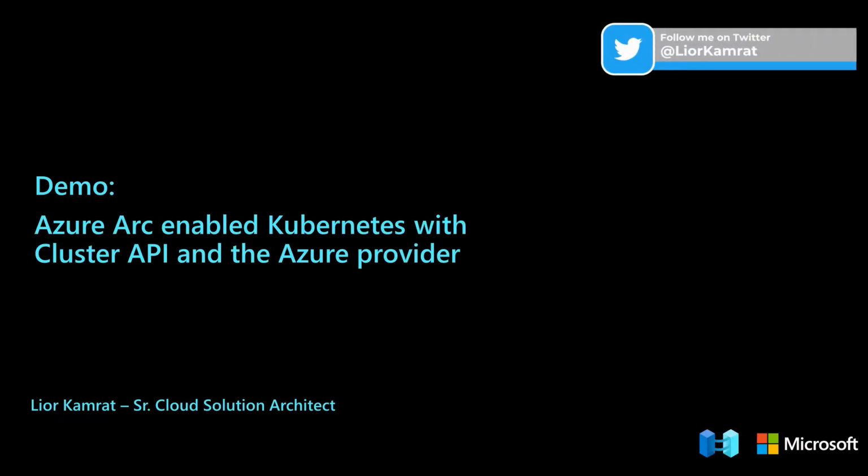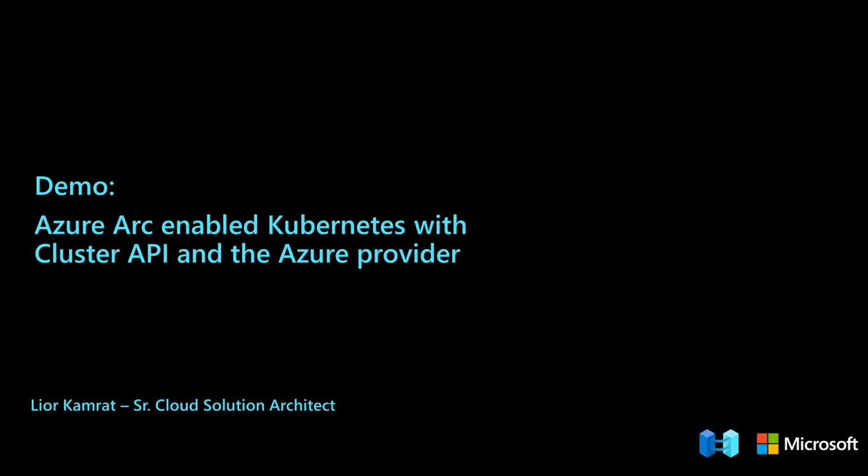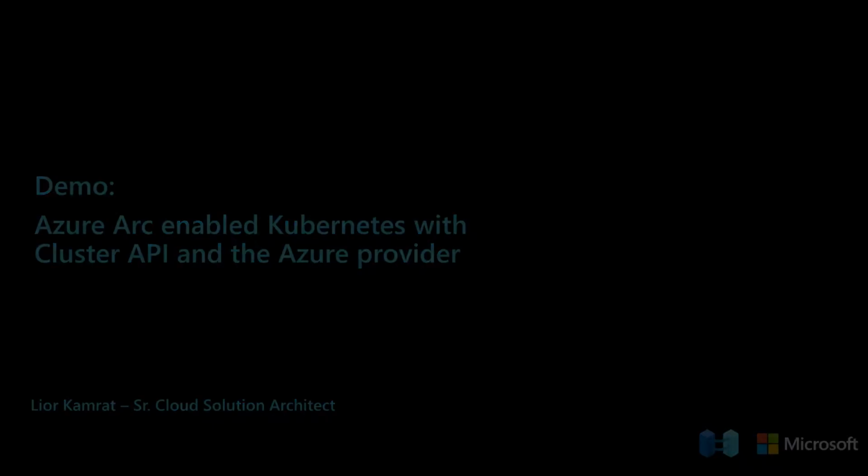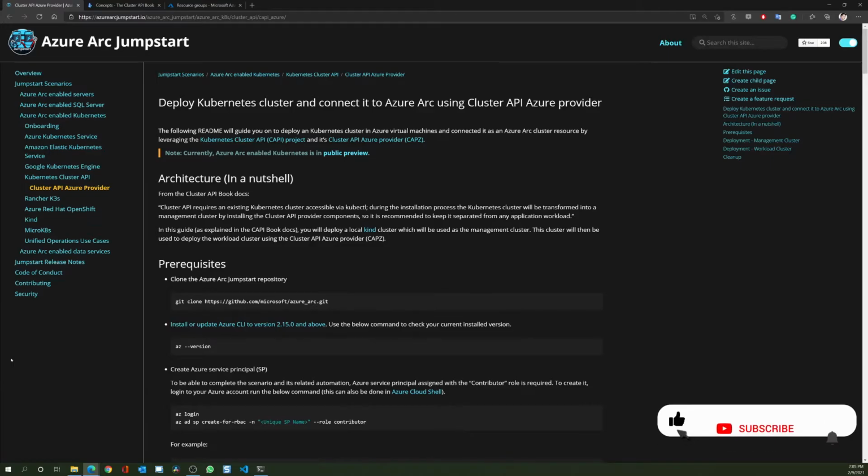In this demo, I will show you how to deploy a Kubernetes cluster using Cluster API and the Azure provider and onboard it as an Azure Arc enabled Kubernetes cluster using a Jumpstart automation. This demo will cover the process of onboarding the cluster to Azure Arc as described in the Jumpstart scenario you are seeing here. By the end of this demo, we will have a Kubernetes cluster deployed on Azure VMs projected as an Azure Arc enabled Kubernetes cluster.